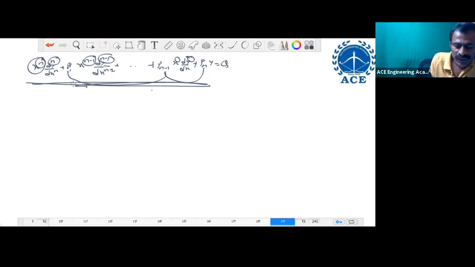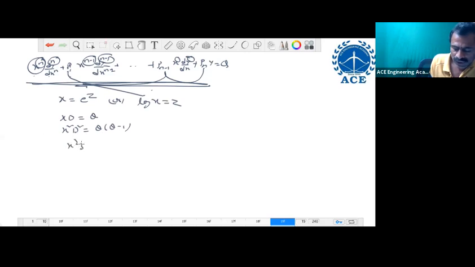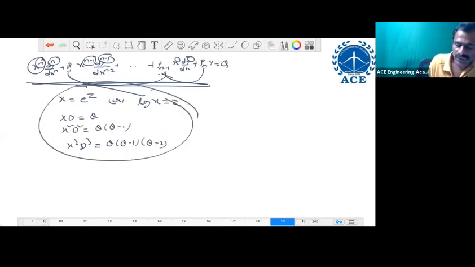And it is a special equation. Why it is special: it can be reduced to a linear differential equation with constant coefficients. The variable coefficients are reduced to constant coefficients by the transformation x = e^z, or log x = z. Similarly, we replace the derivatives: xD with theta, x²D² with theta(theta - 1), x³D³ with theta(theta - 1)(theta - 2), and so on. With this substitution, the equation is reduced to constant coefficients.